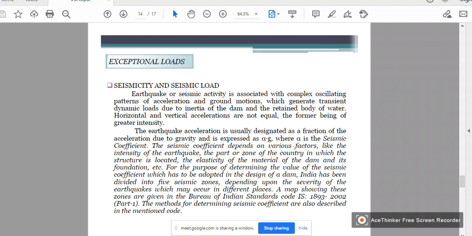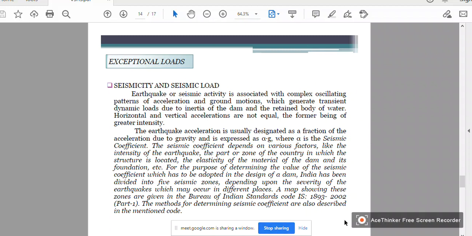The part of the zone of the country in which the structure is located is categorized into earthquake zones. In India we have different zones, that is zone 1, zone 2, like that. We consider the intensity of earthquakes by these zones when taking seismic loads. Also we consider the elasticity of the material of the dam and its foundation, which has to be adopted in the design of the dam.